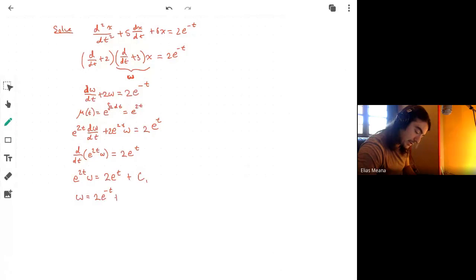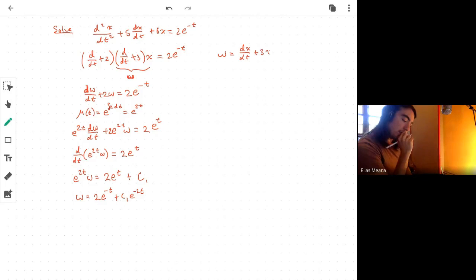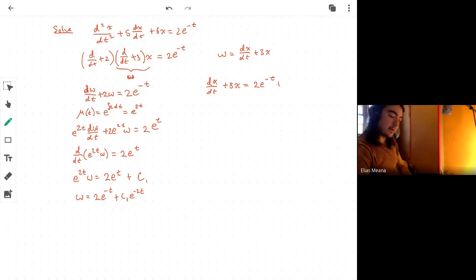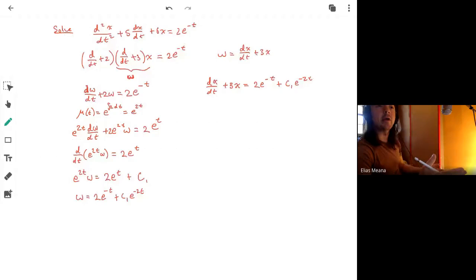So then we have plus C1 e^(-2t). That's our omega. But remember that omega is actually dx/dt plus 3x. So then we have two versions of omega. Let's set them equal to each other. This is going to give us another integrating factor problem. So we have dx/dt plus 3x equals 2e^(-t) plus some constant, e^(-2t). This is another integrating factor problem.